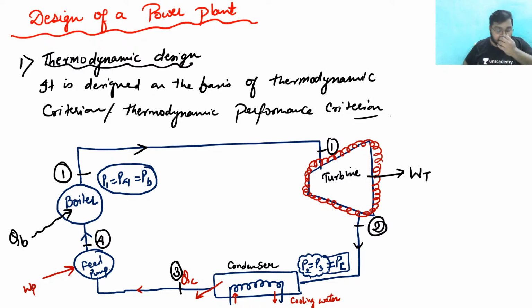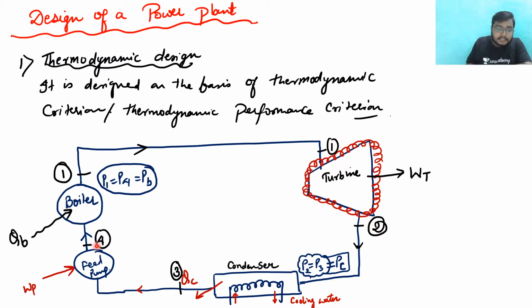Clear? Till now everything is clear to you? So what is the most important thing that we have seen here till now? The boiler and condenser operate at constant pressure. Though the turbine and feed pump are steady flow devices, there is mechanical work, and this mechanical work is extracted from the turbine, hence there is a drop in pressure.